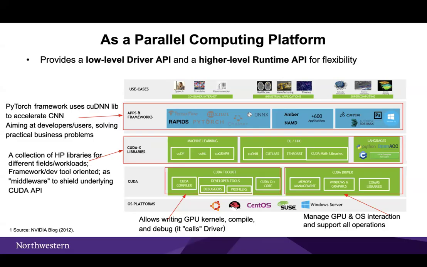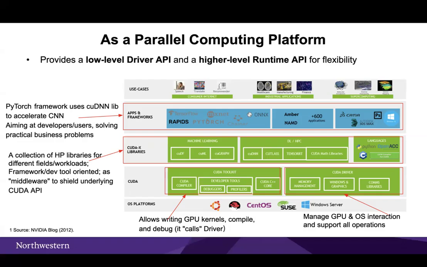Structurally, the CUDA platform is layered. At the top, apps and frameworks like PyTorch and TensorFlow leverage CUDA for deep learning, while CAD software and simulation tools also integrate with CUDA for advanced graphics and scientific computing. CUDA-X libraries serve as HPC modules for tasks in machine learning, deep learning, HPC, and more. These libraries are designed as middleware, simplifying development by shielding the underlying CUDA APIs.